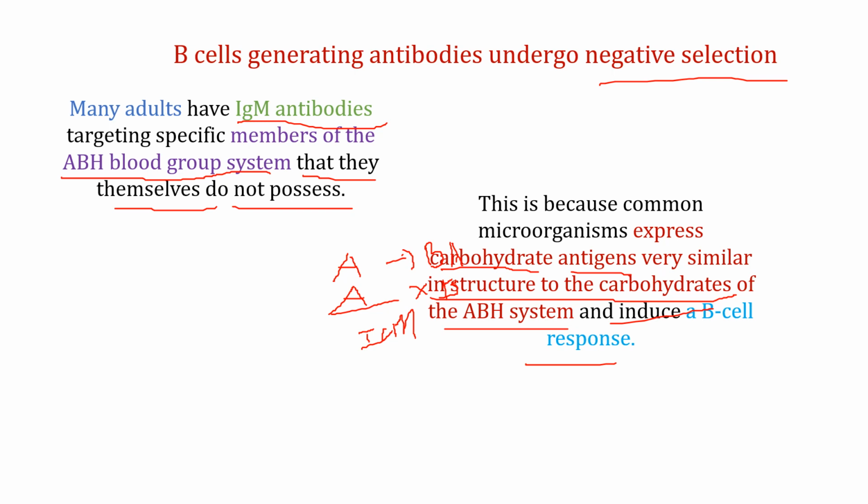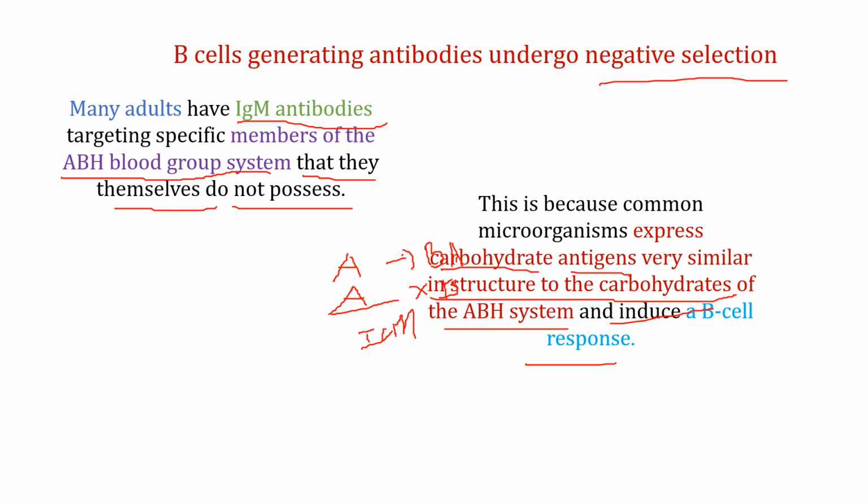Here is the twist. For example, an individual does not produce the A antibody because they have been tolerized to self A epitope. Okay, so here we take the example.